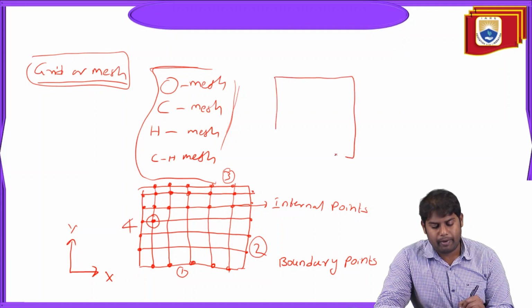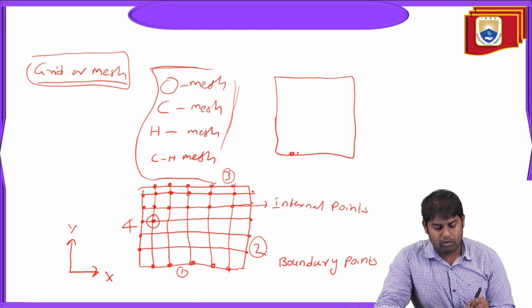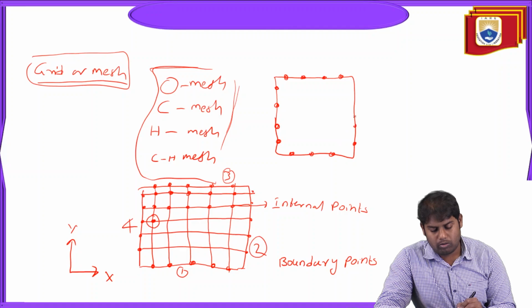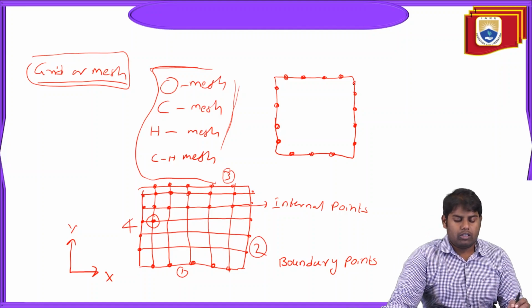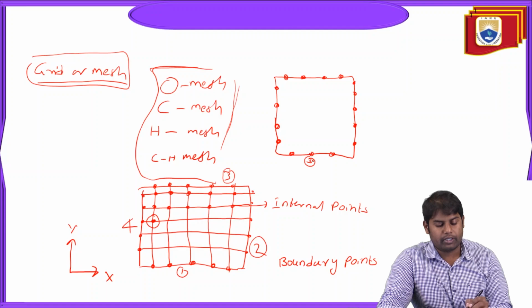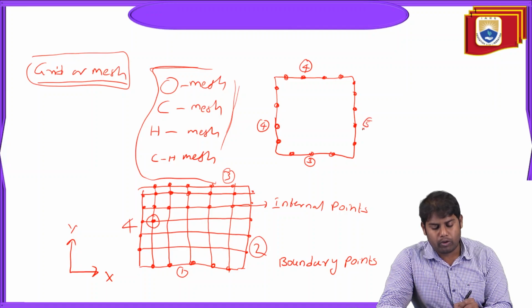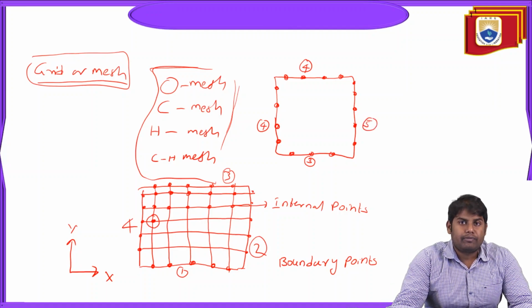When we take the same example again, let us take this as 1, 2, 3. Here I will take it as 1, 2, 3, 4. Here again 1, 2, 3, 4. Here let us take it as 1, 2, 3, 4, 5. So here how many points have I taken? I have taken 3 points, here 4 points, here again 4 points, and here 5 points. Now what happens when we take the opposite boundaries with different points?